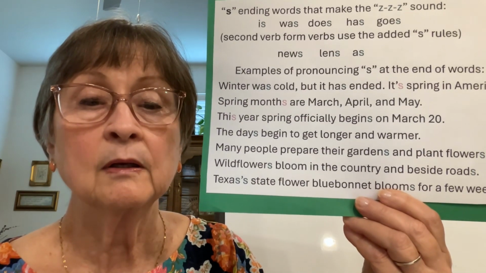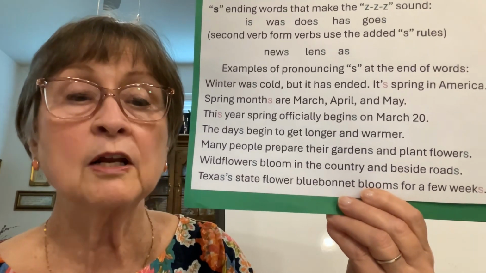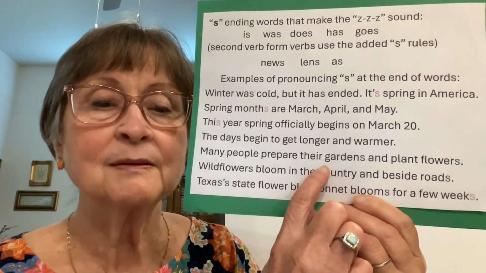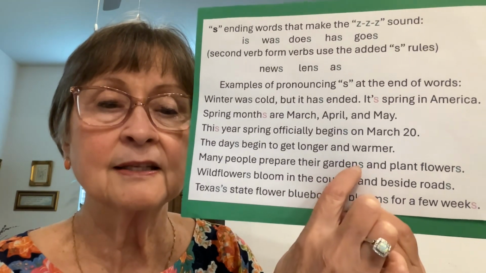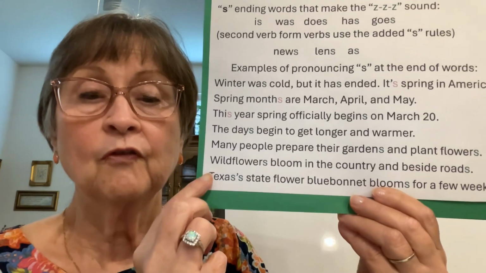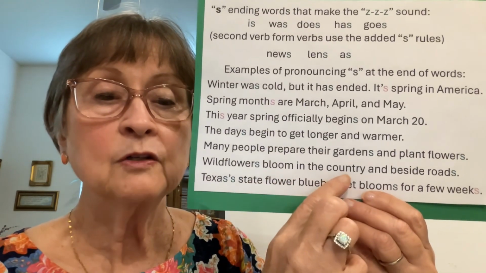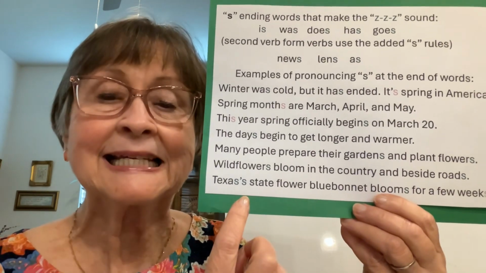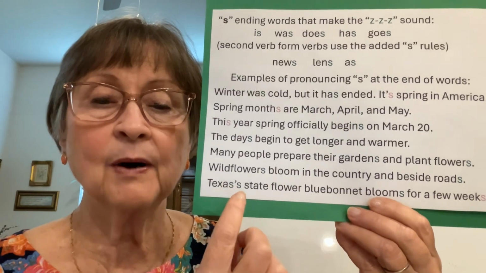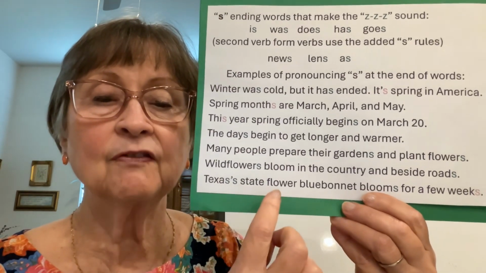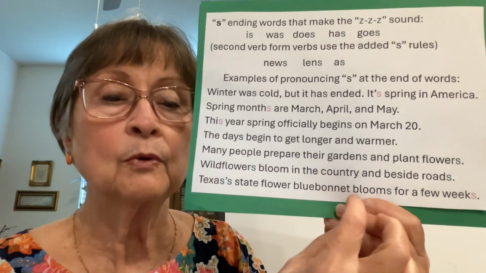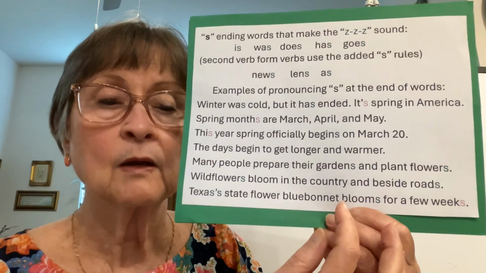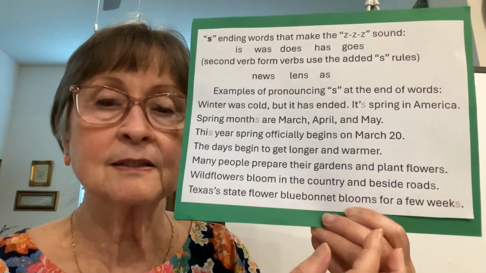Many people prepare their gardens and plant flowers. I exaggerated, but try to say gardens and. Let this go right into the A. Flowers bloom in the country and beside roads. Texas's, I have to put a little Z sound in there for the apostrophe S. Texas's state flower, bluebonnet, blooms for a few weeks. Try not to say blooms for. Blooms for a few weeks.